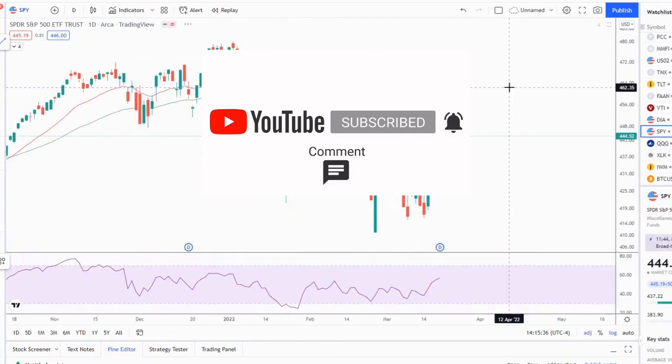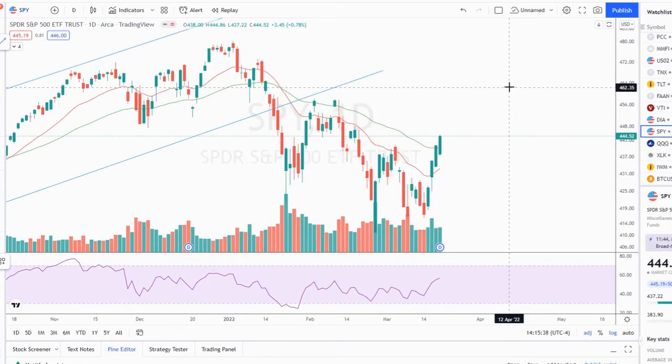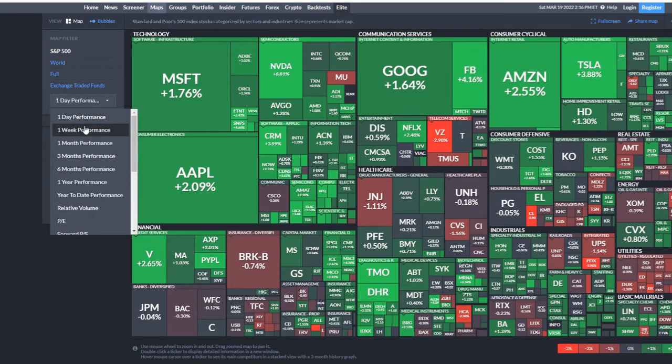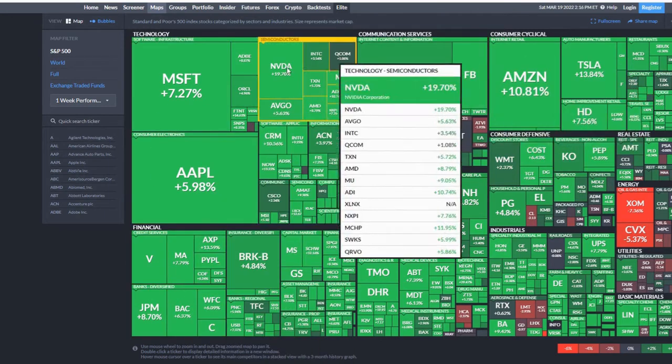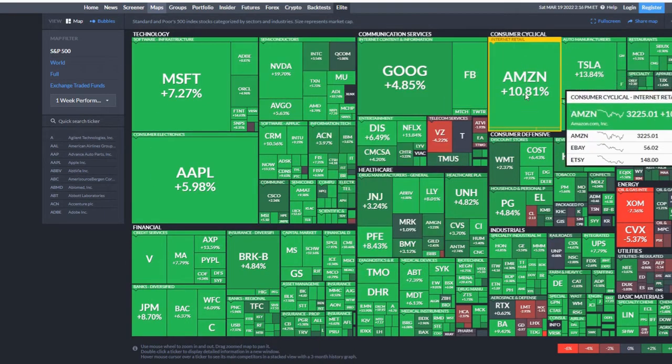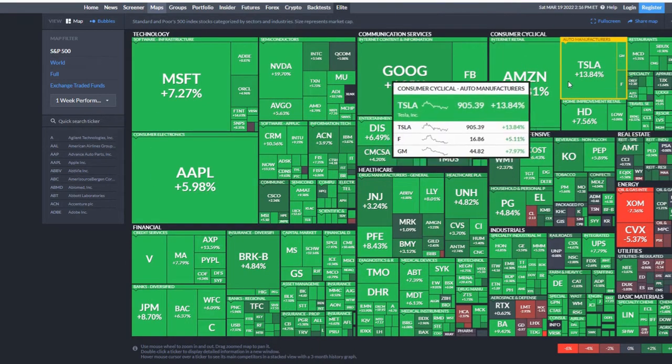When we take a look at the S&P 500, this one hasn't had as bad of a time, specifically because of oil, helping minimize the damage from the rest of the sectors. Looking at the heat map of the S&P 500, the 1-week performance, we see a ton of green. So again, a big rebound week. All the big tech names, Nvidia up almost 20%, Amazon 10%, Tesla 13%.